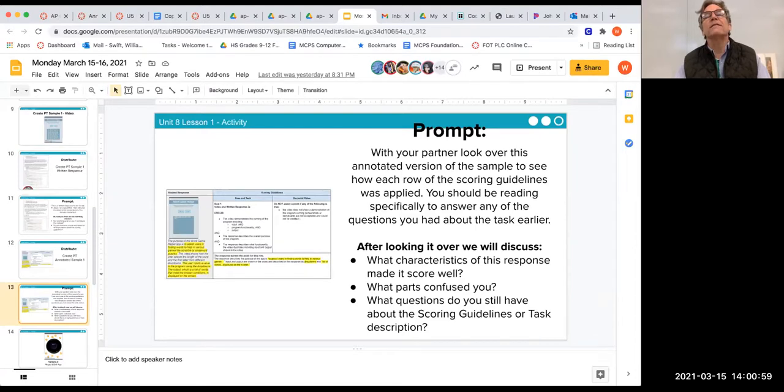Summer thinks it was nice because it was so concise. It was very precise. Any parts of that this answer confuse you, or ways that they are scoring that are confusing you? Any questions on what the scoring guidelines are or how you interpret your task description?